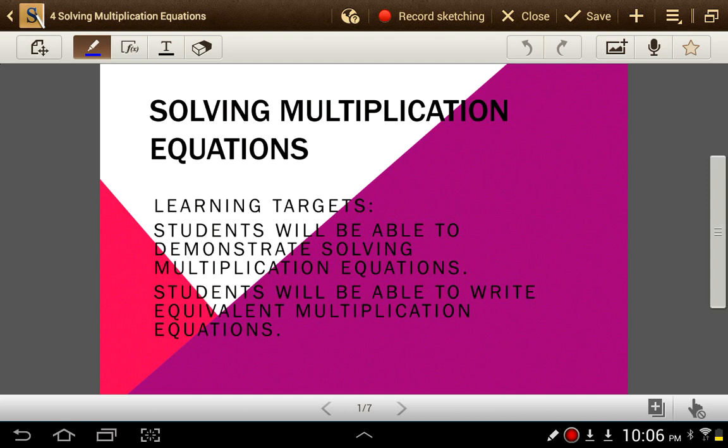So these are the same learning targets we've been doing. You have to be able to solve these equations, and then also you have to be able to write other equivalent equations that match what we're doing in our problems. Okay, I'm going to move on. If you need to pause, go ahead.